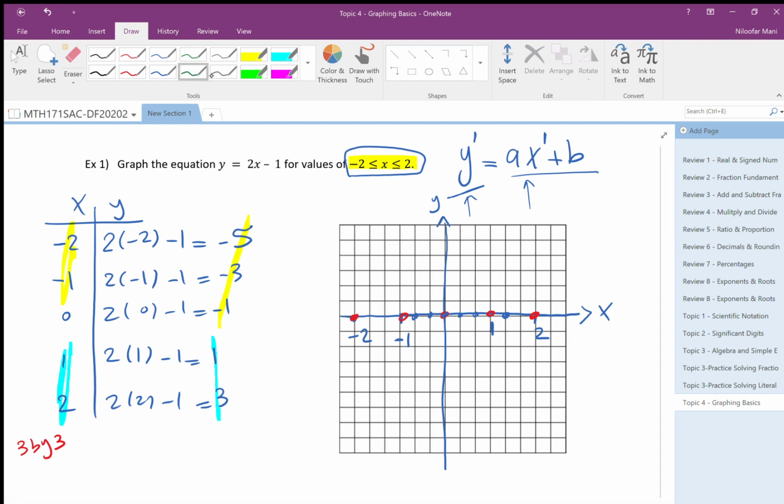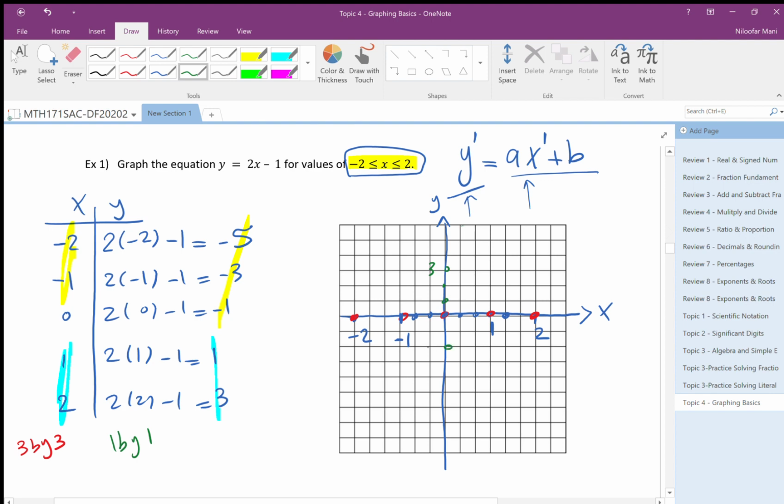Okay, so how about the other one? Let me see. I need 1, 2, 3. So can I do 2 by 2? So it's 1, 2, 3, and the other one -1, -2, -3, -4. No, I don't have a space for -5. Okay, so I just do 1 by 1. So here I do 1 by 1. Okay, so 1, 2, 3 here, and it's -1, -2.